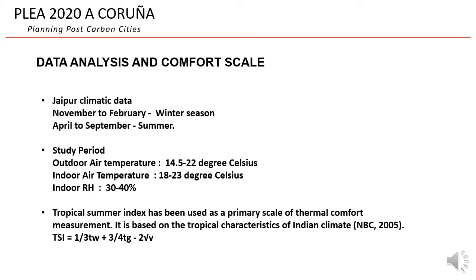Analysis of Jaipur climatic data reveals that November to February could be termed as the winter season, whereas April to September comes in the season of summer. Since the field measurement was conducted in the month of December, it is regarded as the winter reading. The outdoor temperature during the study period ranges from 14.5 degrees Celsius to 22 degrees Celsius, and indoor air temperature ranges from 18 to 23 degrees Celsius. Tropical Summer Index has been used as the primary scale of thermal comfort measurement. It is based on the tropical characteristics of the Indian climate.